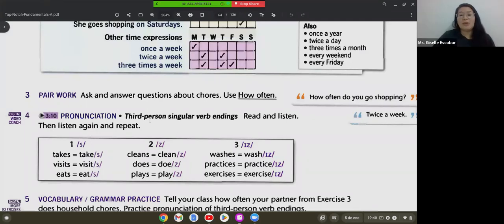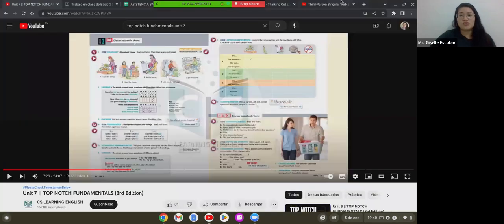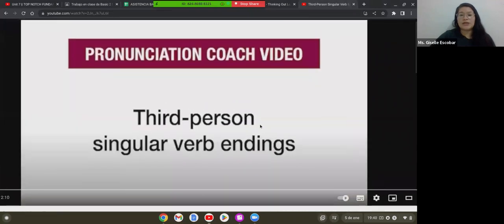So it's about third person singular verbs, verb endings. El final de los verbos cuando están en tercera persona. Takes, takes. So it's about the sounds. And let's watch the video right now. Para que entendamos más rapidito. So let's see.